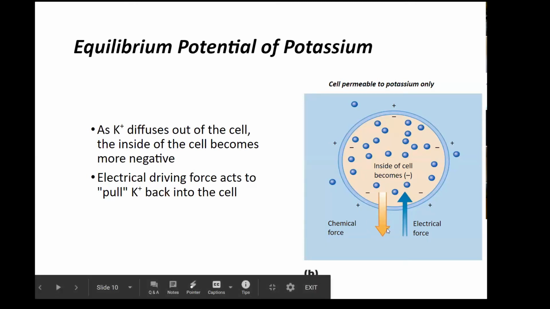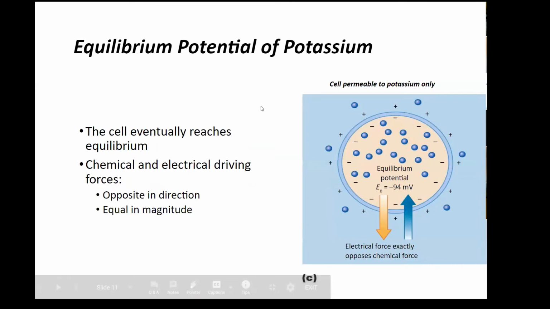So the chemical force is pretty strong. The electrical force starting out here is kind of weak. Okay. This keeps going until the cell reaches equilibrium. And this equilibrium potential, right, is where the magnitude of our chemical force and our electrical force are the same, but they're in opposite directions, so we have no net movement.